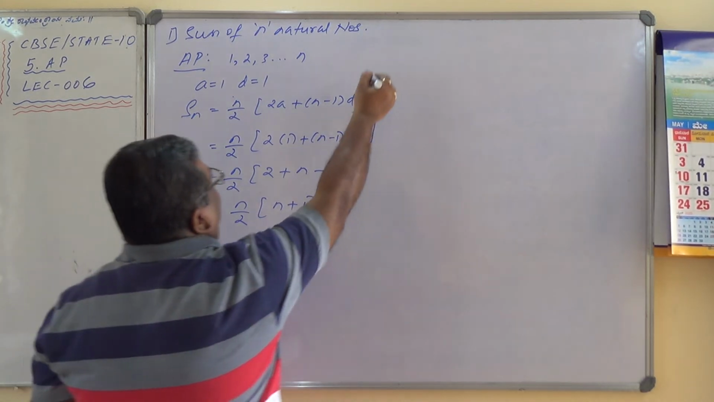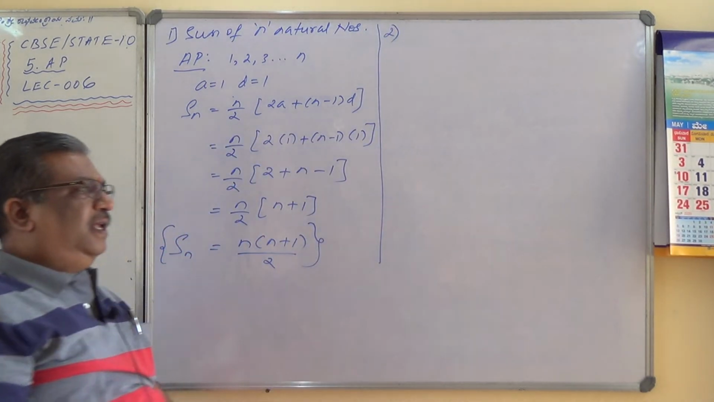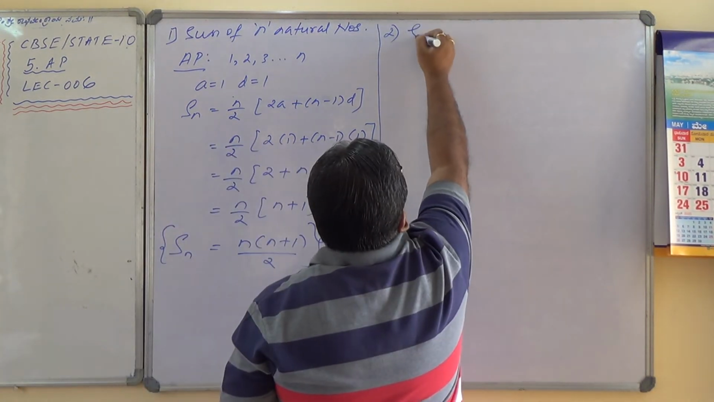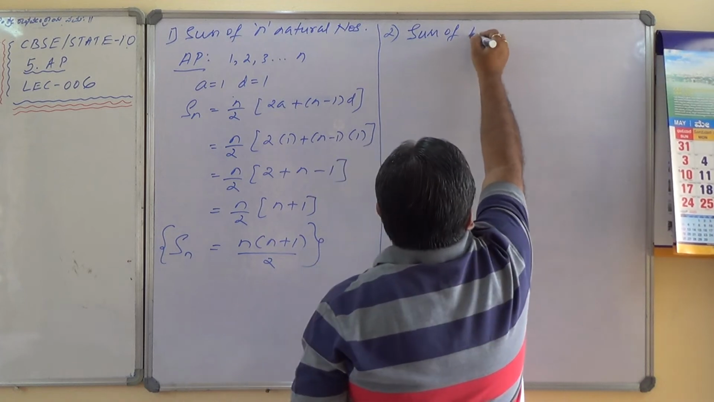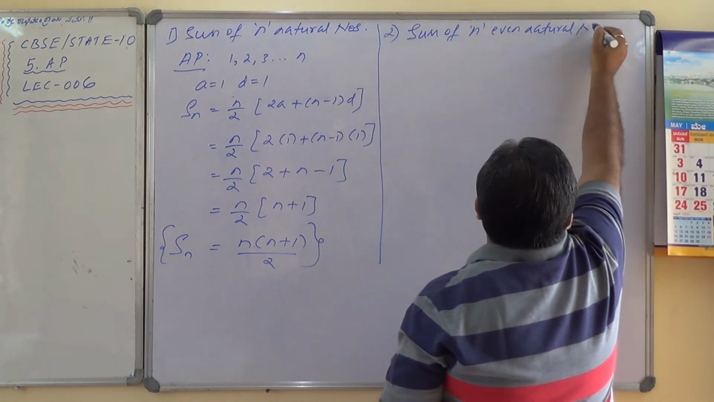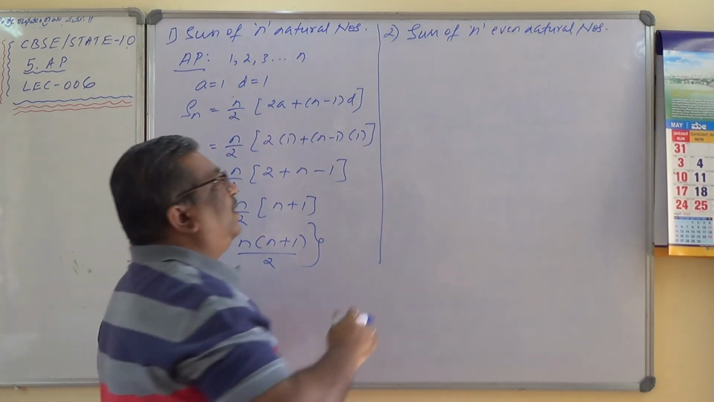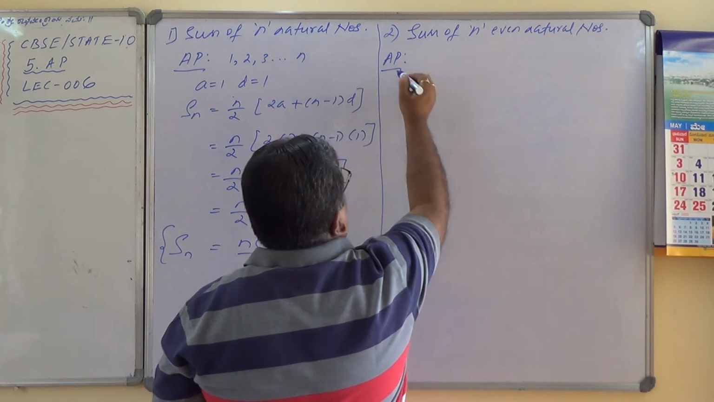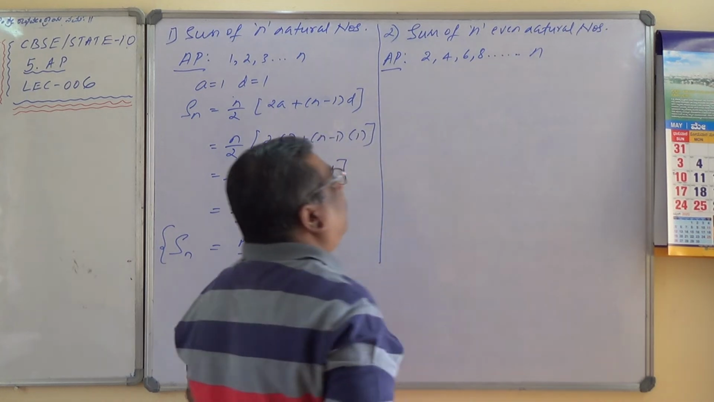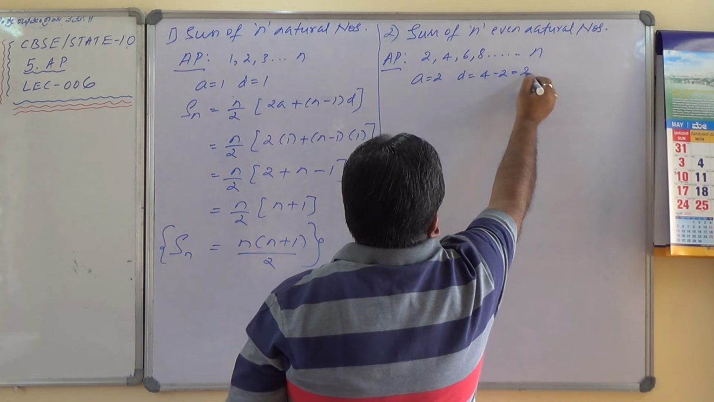Okay, now next let me take the second one, sum of n even natural numbers. What is the first even natural number? 2, it starts with 2. That also forms an AP: 2, 4, 6, 8 continuing up to n. Here a equals 2 and d equals 4 minus 2, which is also 2.